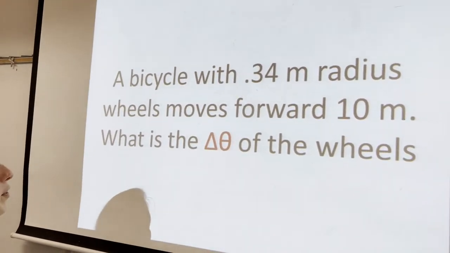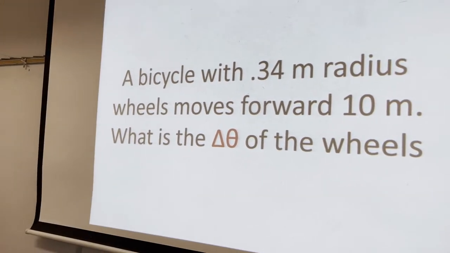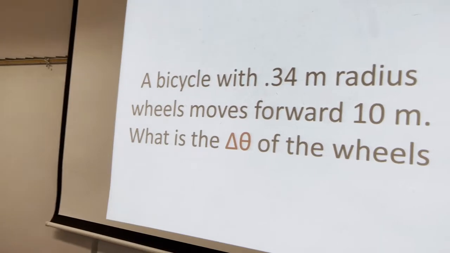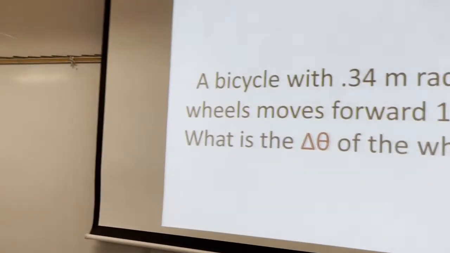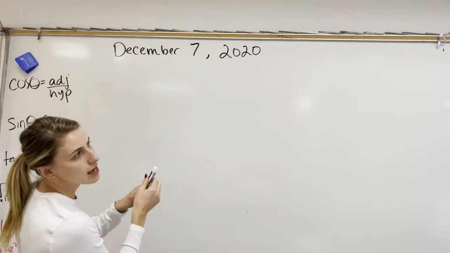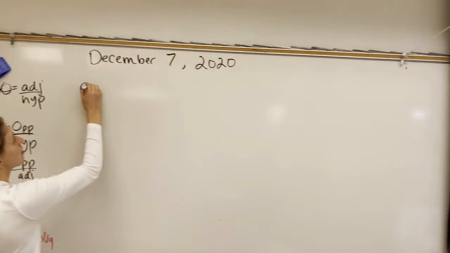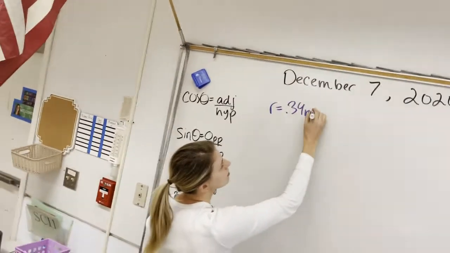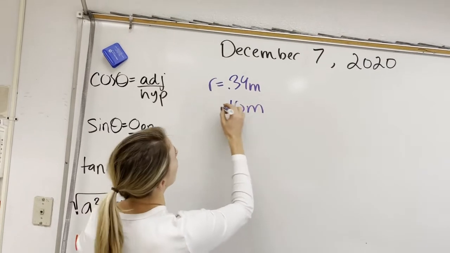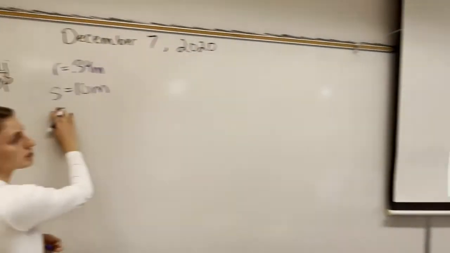A bicycle with 0.34 meters radius wheels moves forward 10 meters. What is the angular displacement of the wheels? How many radians is subtended by such motion? Subtended, that word. So a bicycle with a radius of 0.34 meters moves forward 10 meters. That's probably going to be my S, the stripe it leaves on the ground.